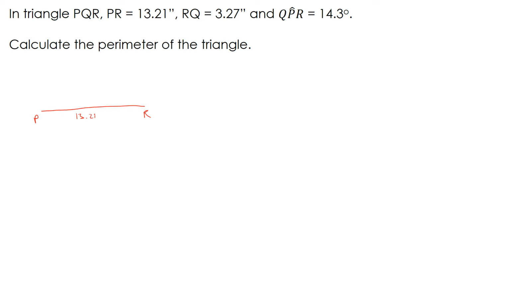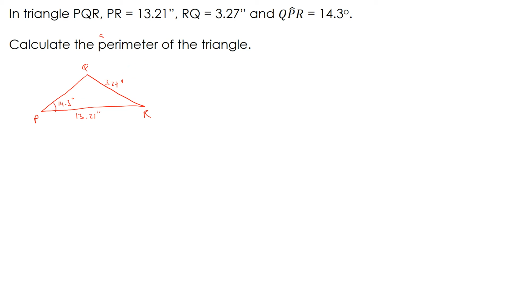30, remember the comma stands for inches, okay? This is 13.21 inches. RQ is 3.27. So I'm assuming it goes this way. If not, though, it won't really matter. As long as the numbers are right, we'll be good to go, okay? RQ is 3.27 inches. And then it says the angle Q to P to R is 14.3 degrees. Okay. Find the perimeter of the triangle.